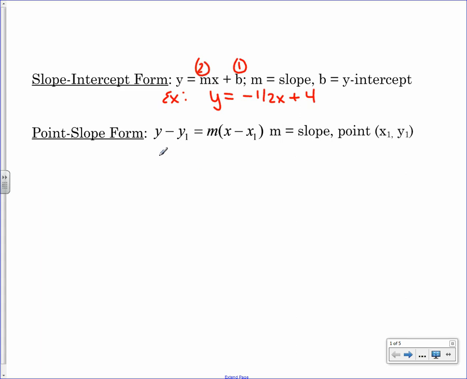Same thing here. It might be like y minus 2 equals negative 1/2 (x plus 7) or something like that. But you see how I still have an x and a y in there? Okay?